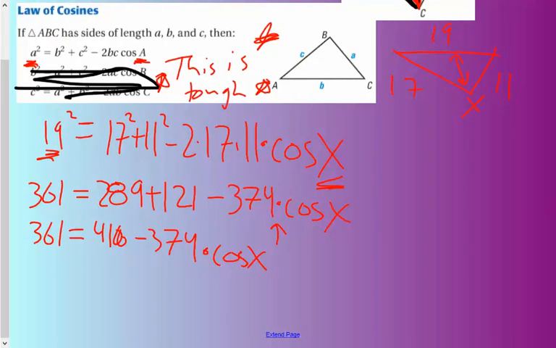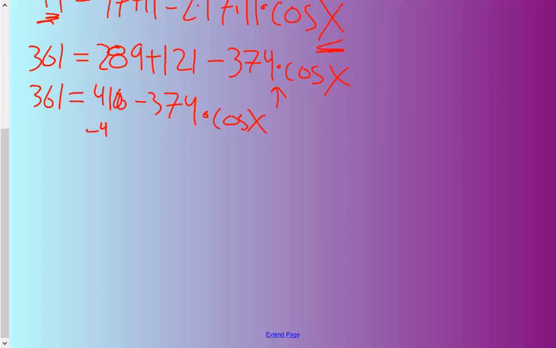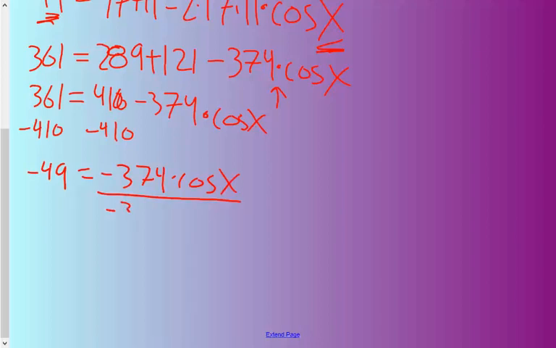To solve this, what we're going to do is subtract the 410. I'm going to scroll down here. I need a little more space. Okay, so we're going to subtract the 410. And I'm just going to use the calculator for all this to go a little quicker. Negative 49 equals negative 374 times cosine of x. Then you're going to divide by negative 374. So negative 49 divided by negative 374. That gives me 0.131016. That's enough decimal places.